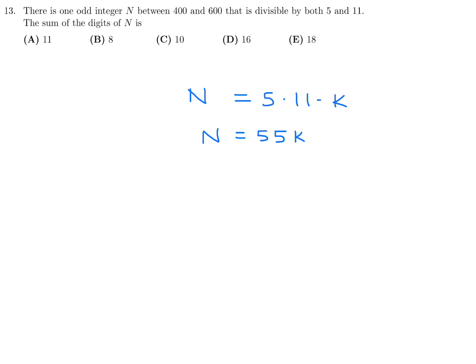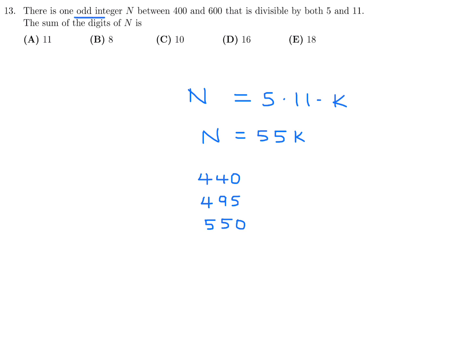So let's find multiples of 55. 55 plus 55, do that on your calculator, and then get to the first one above 400, because remember, the number has to be between 400 and 600. And I get 440. That's the first number above 400 that is a multiple of 55. Then keep adding 55, you get 495. Add 55 again, you get 550. Add 55 again, now you're over 600, so we're outside of that range. So these are the only three numbers that we can consider.